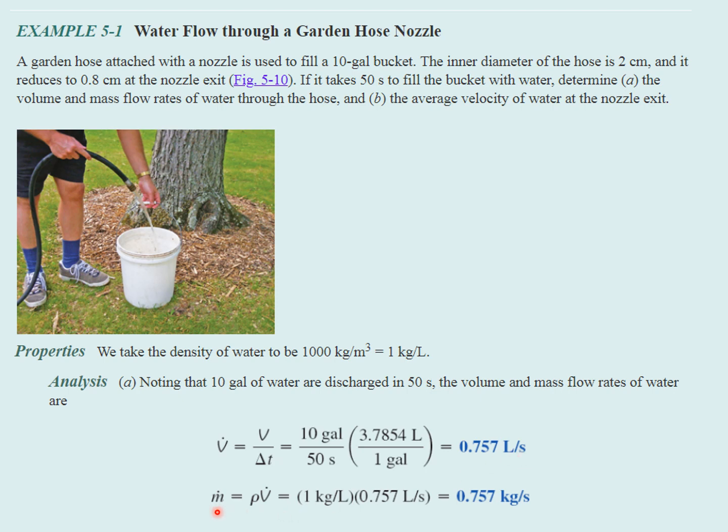Then we can apply it for the mass flow rate. It's the density times the volume flow rate. So the density is 1 kilogram per liter, which we're told is just the density of water, times the volume flow rate. So you get 0.757 kilograms per second.